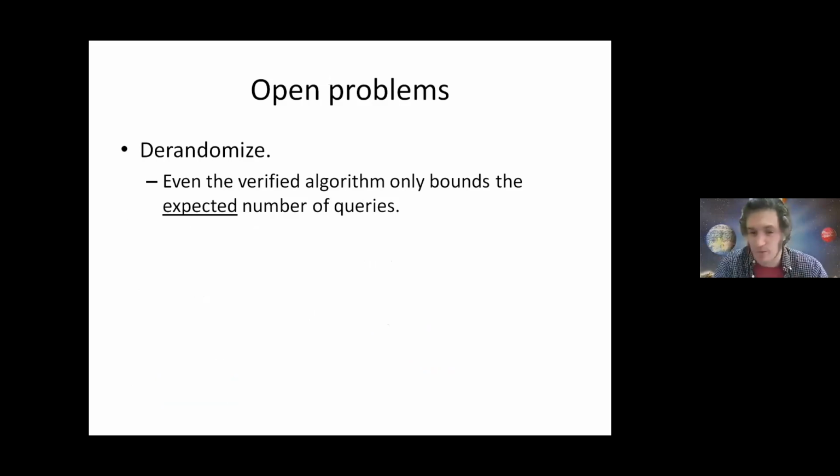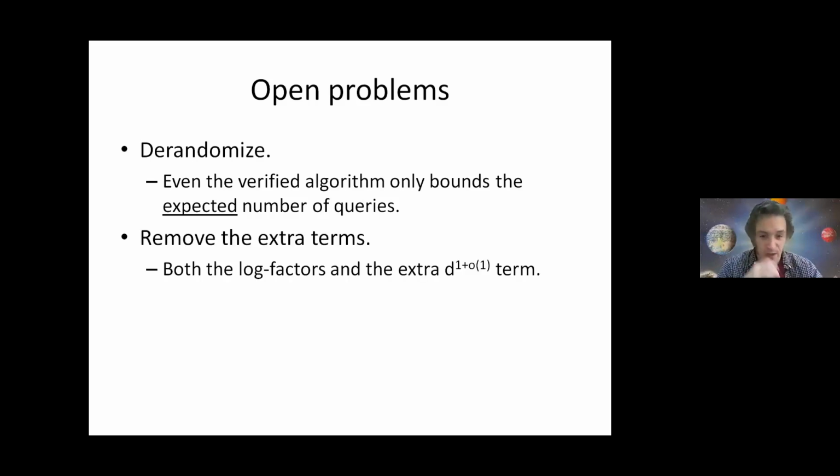There are some open problems left. One is to de-randomize. Even the version that does verification, the runtime is still only expected. If we keep getting unlucky with these margin oracles, our verification step will determine that we got the wrong answer and try again. But if we keep getting unlucky, we might have to try again over and over and over again, and so we might have to spend an unlimited number of samples. It'd be nice if we could de-randomize this and have a guaranteed bound on the number of queries.